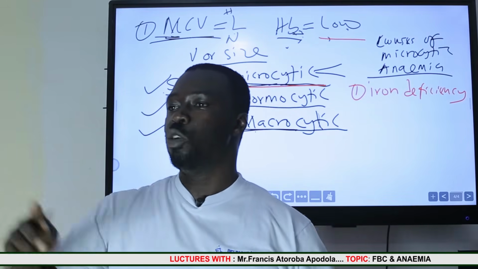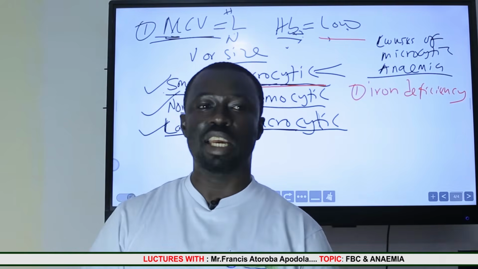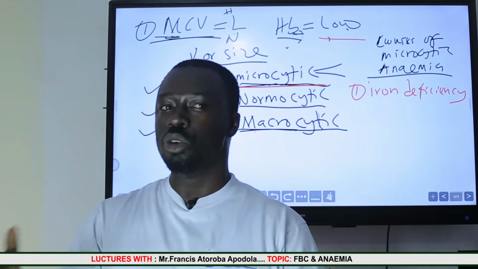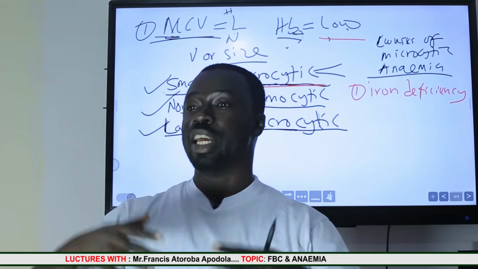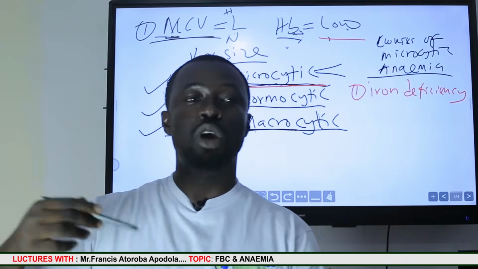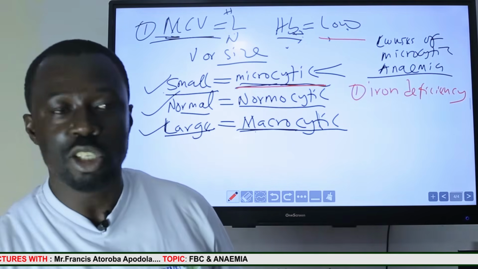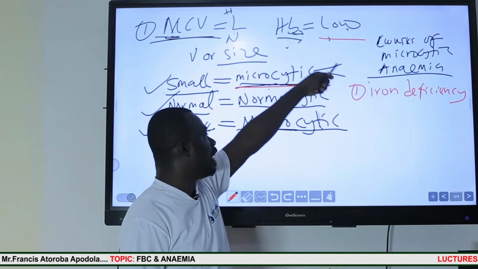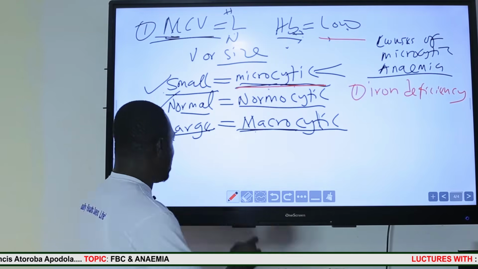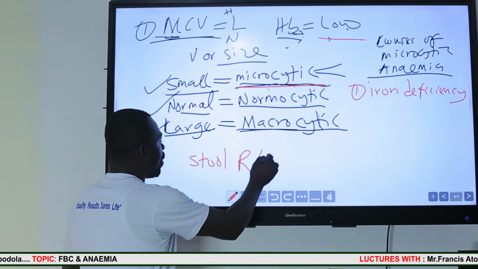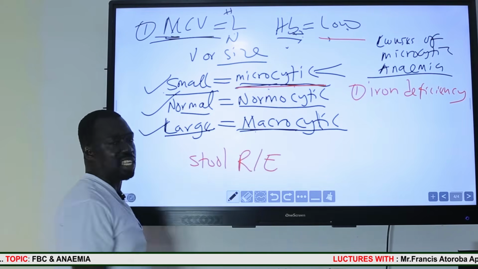Anemia. Could it be that the patient is having a hookworm or parasitic infection? How do you know whether the patient is having a parasitic infection? That will mean that you have to do a follow-up laboratory test. So knowing that a patient's MCV is low, microcytic anemia, one of the follow-up tests is that patients should go and do stool RE, stool routine examination.